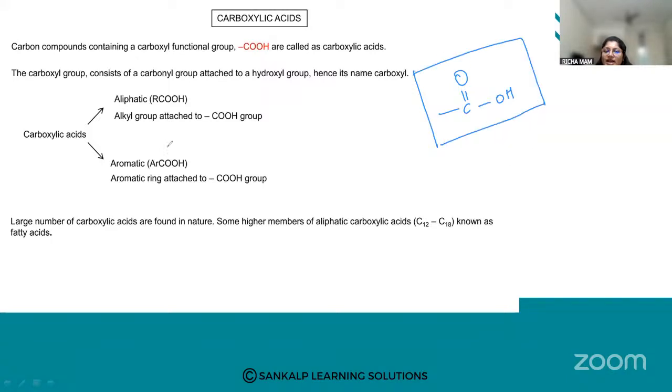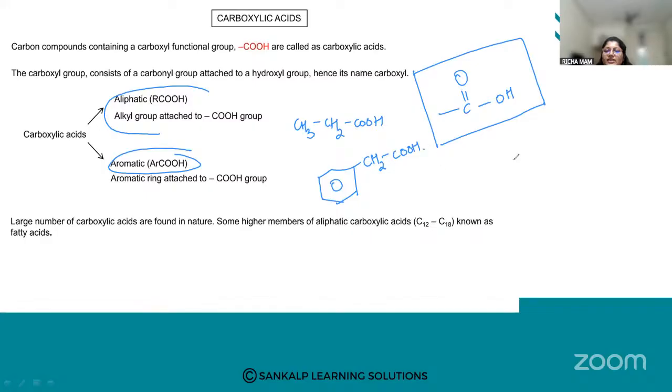These carboxylic acids are of two types: aliphatic and aromatic. Aliphatic means alkyl groups attached to a COOH group. And what do we mean by aromatic? There is a benzene ring, and to this benzene ring the carboxylic group is present.